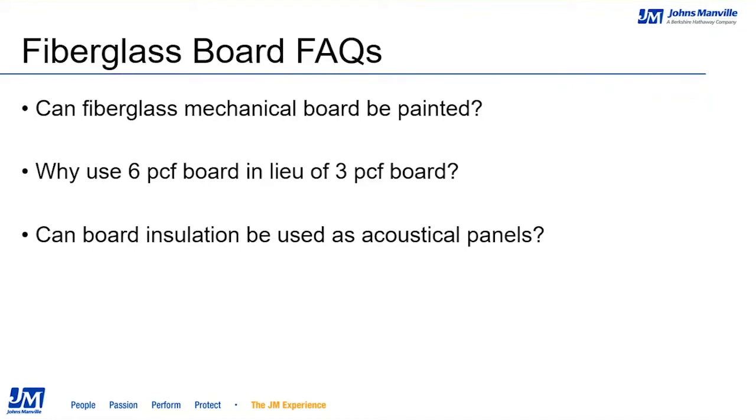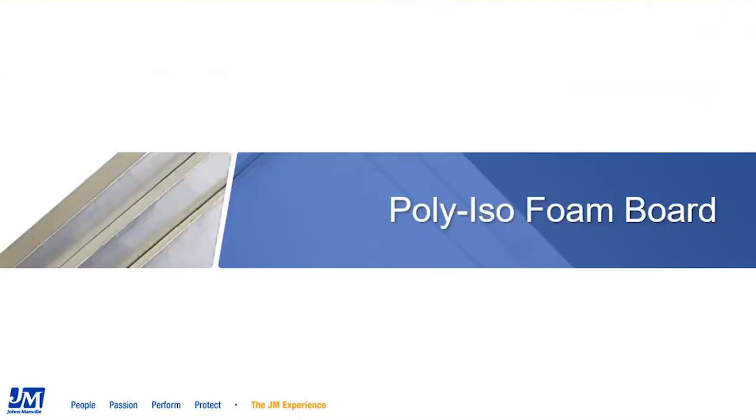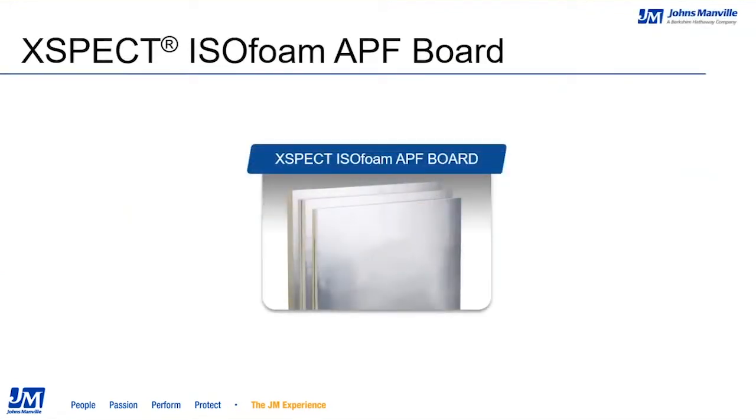And now I'll turn it back over to Paul to tell us about our polyiso foam boards. Thank you, Meredith. Let's take a closer look at Johns Manville's polyiso foamboard. Johns Manville's polyiso foamboard is called Expect Isofoam APF board. It's a rigid polyiso closed cell insulation.